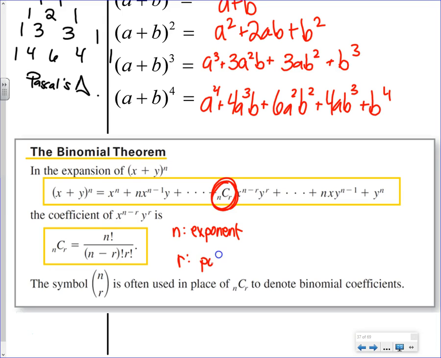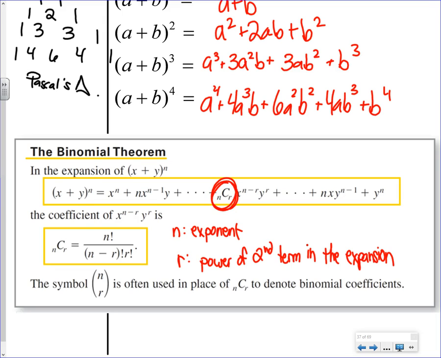R is going to be the power of the second term in the expansion. So whatever you're trying to find, r is going to be the power of the second term, isn't it y? So whatever term you're in, it's going to be the power of y.